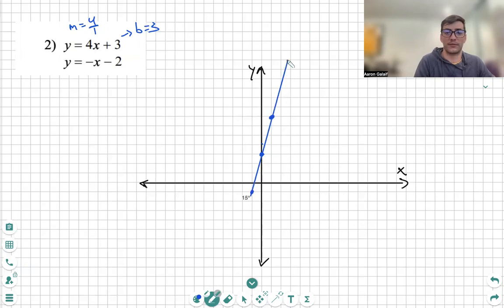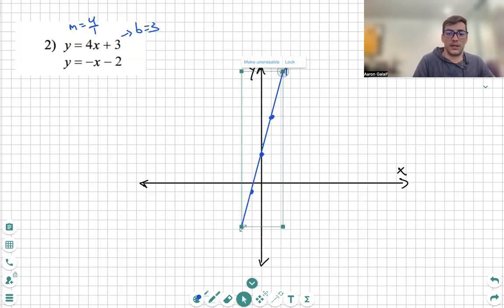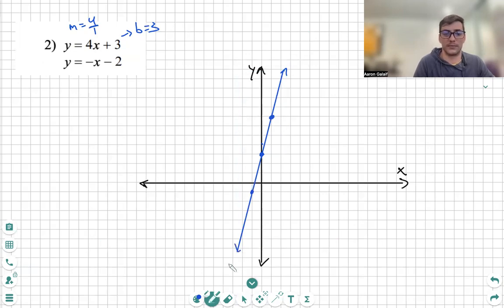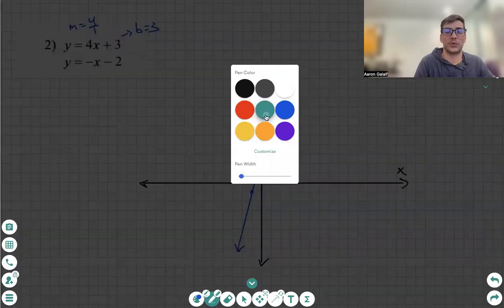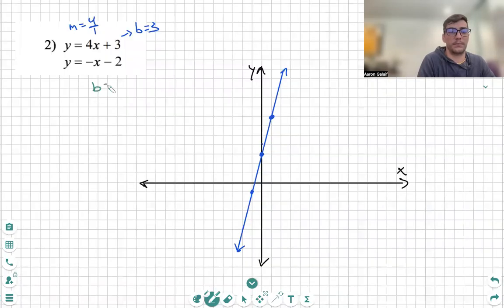Graph. Okay, better. Sorry, gotta make it nice. Okay, next we're gonna graph the next line. B is -2, M is -1. It's a whole number, so we have to put it over a 1.